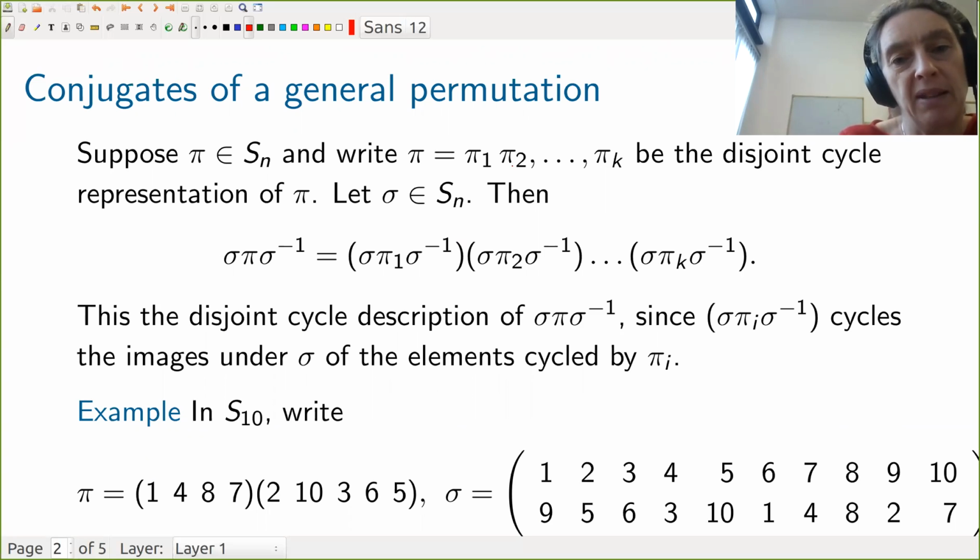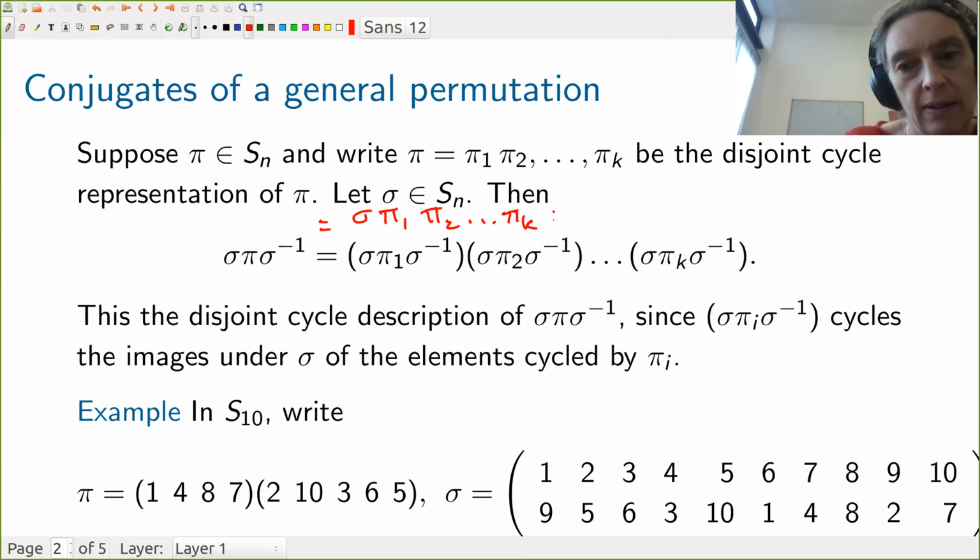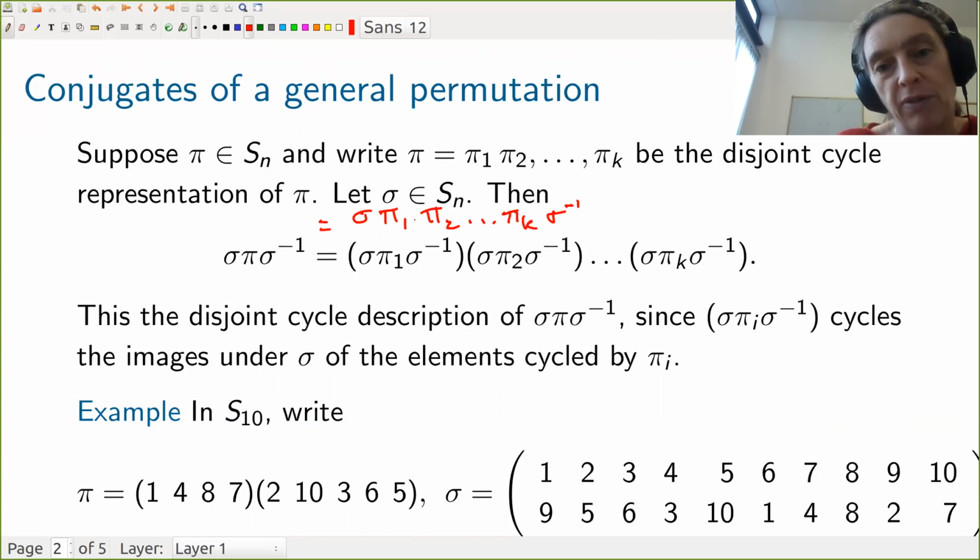And if you want to look at sigma pi sigma inverse, that is sigma pi 1, pi 2, up to pi k, sigma inverse. And then the key observation is to notice that basically you can insert a sigma inverse sigma between every pair of different factors pi's here. So you can write this as sigma pi 1, sigma inverse sigma pi 2. The sigma inverse sigma is just a copy of the identity, so it doesn't really have an effect. But you can separate the sigma inverse and sigma from each other and write this as a product of factors. Sigma pi 1 sigma inverse, which is a conjugate of pi 1, sigma pi 2 sigma inverse, which is a conjugate of pi 2, and so on.